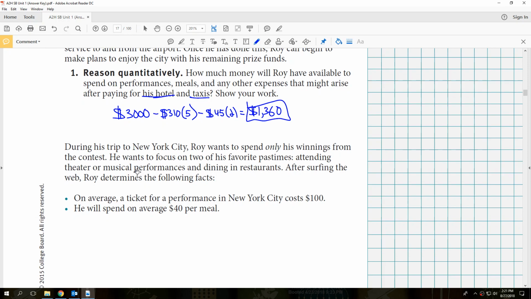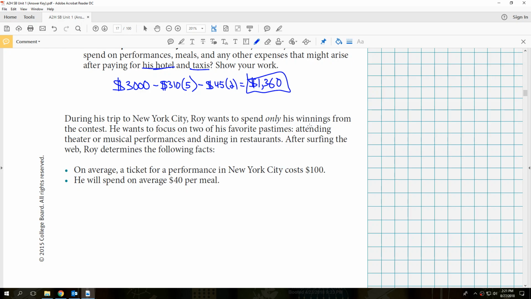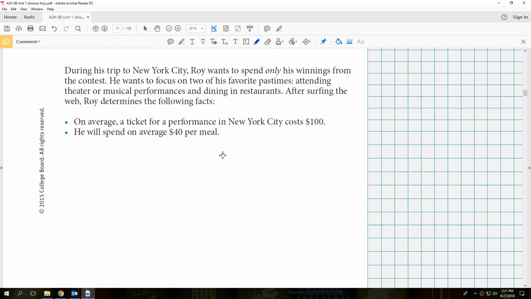So during his trip to New York City, Roy wants to spend only his winnings from the contest, none of his own money there. So basically, he's got the 1360 left here to spend. He wants to focus on two of his favorite pastimes, which is attending theater or musical performances and dining in restaurants. So they're trying to make it simple for us, right? Either we're going to a performance or we're going to eat, and that's pretty much all we're gonna talk about during this example. So after surfing the web, Roy determines the following facts. On average, a ticket for a performance in New York costs 100 bucks, and he will spend an average of $40 per meal eating. So let's go ahead and use that information.